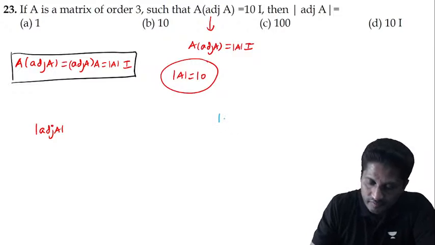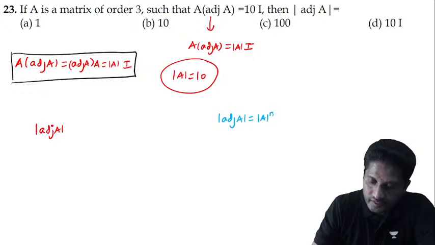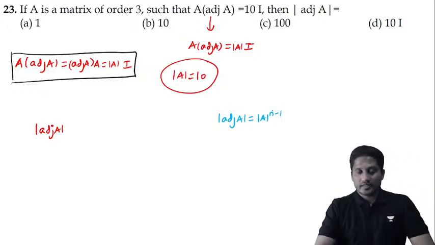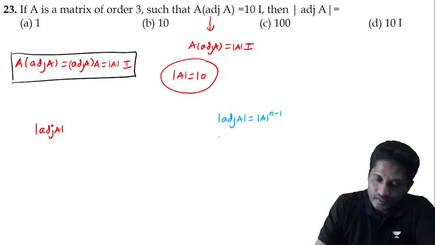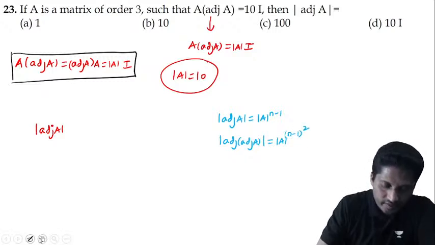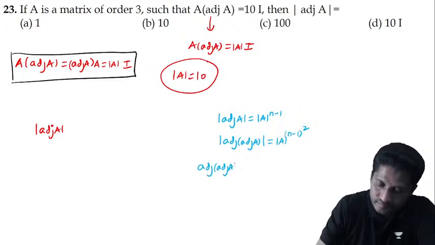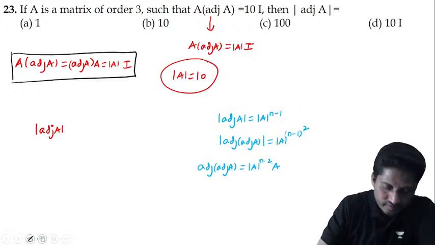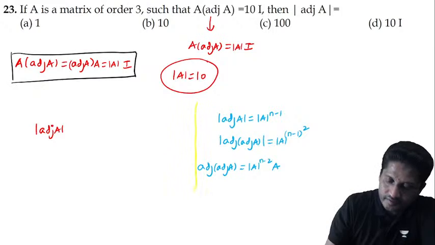The determinant of adjoint of A is always equal to determinant A power n minus 1. N stands for the order of the matrix. And if I take the determinant of adjoint of adjoint A, it is determinant A power n minus 1 the whole square. And there is one more result, that adjoint of adjoint A will be determinant A power n minus 2 into A. These results are extremely important.